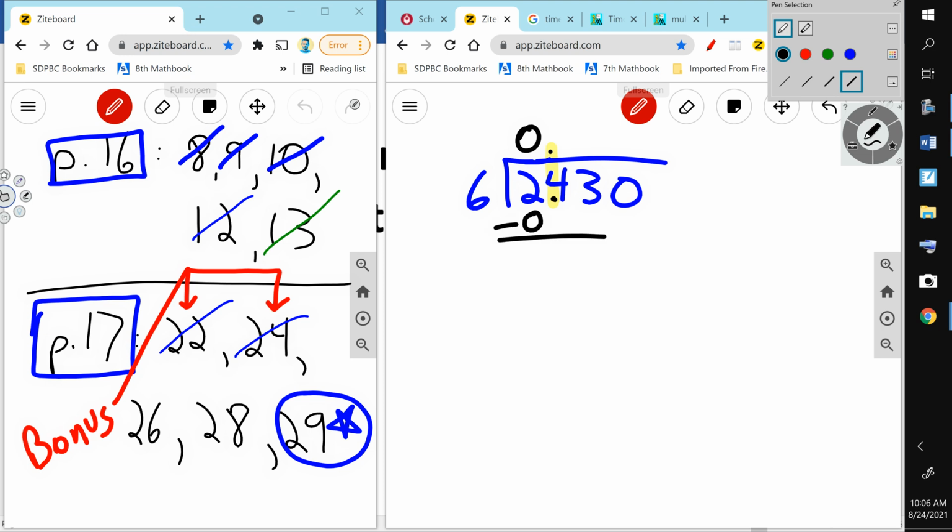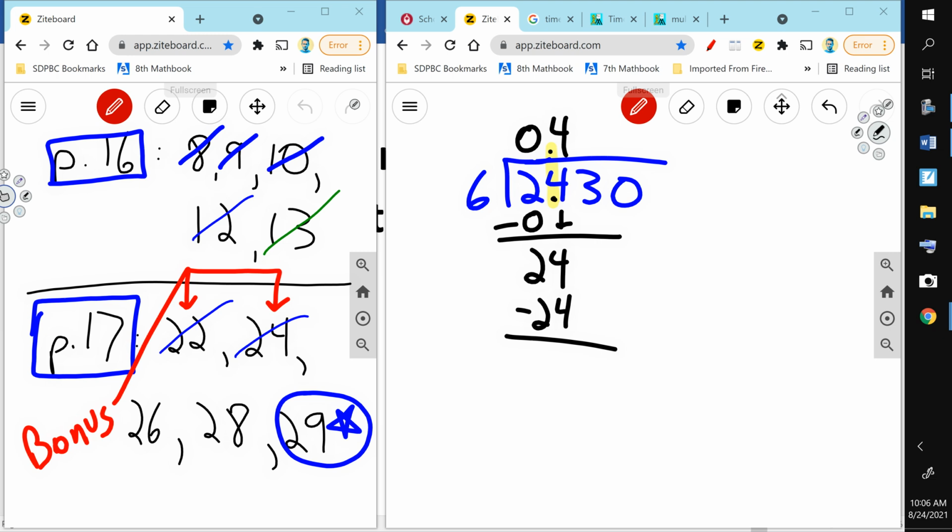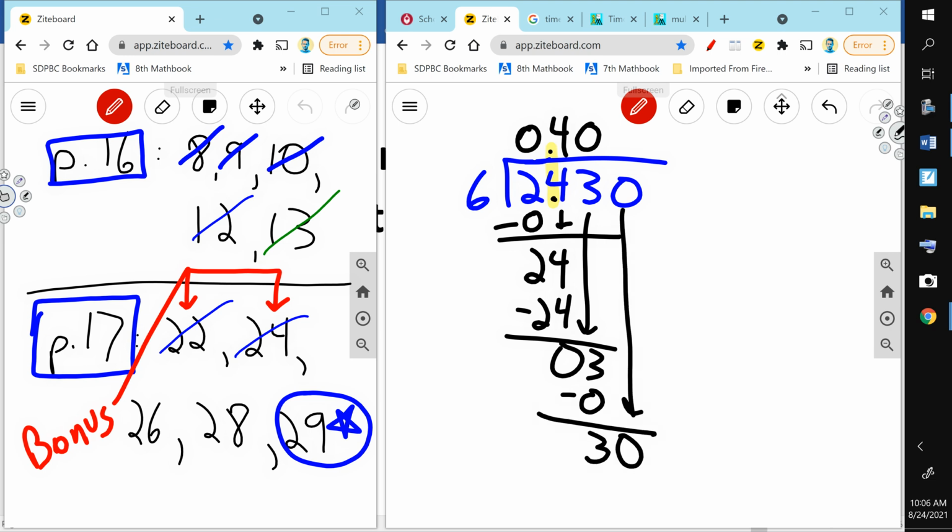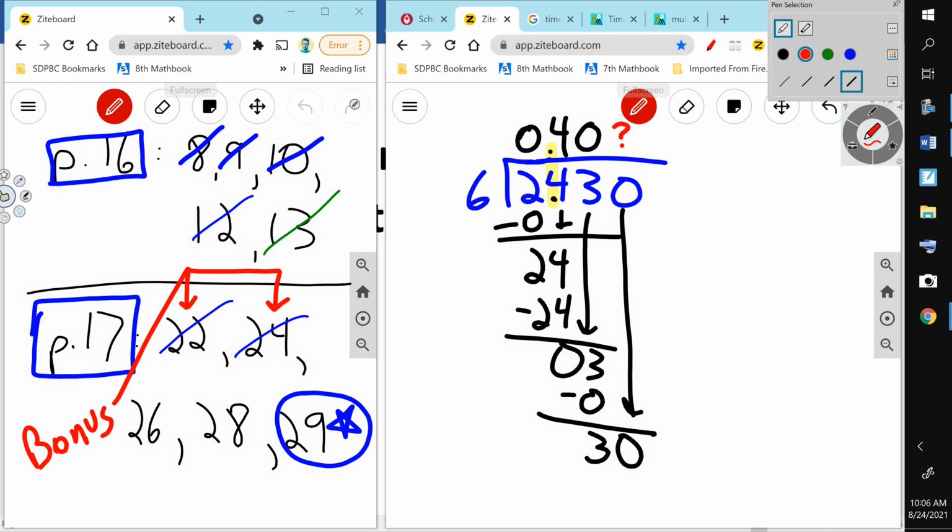I'm going to go back. I'm going to go ahead and subtract, and then bring down the 4. 6 goes into 24 4 times. Multiply, subtract, bring down. 6 goes into 3 0 times. Multiply, subtract, bring down. Class, there's one more number that goes right here. Figure it out, okay? And then your answer is going to be 0.40 something. And that's the last one.